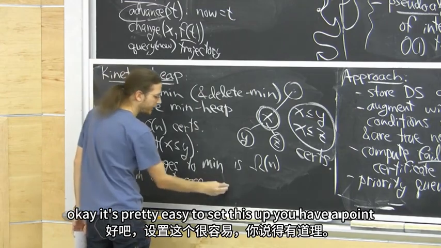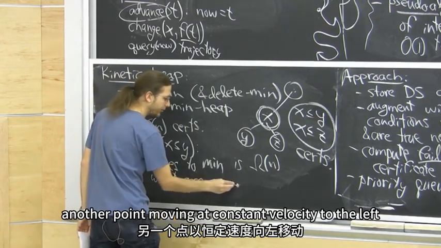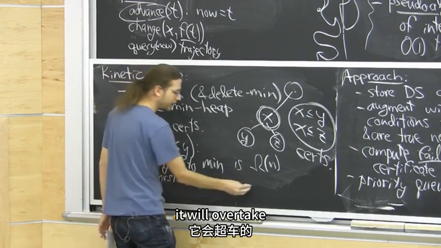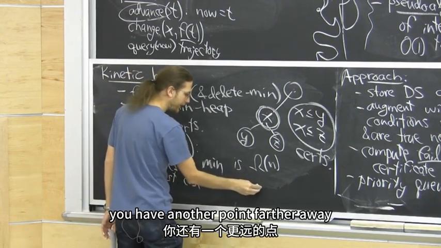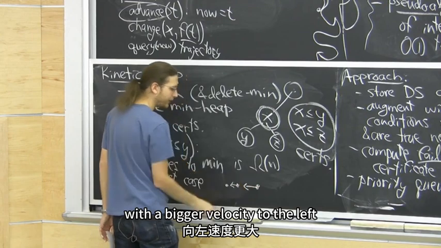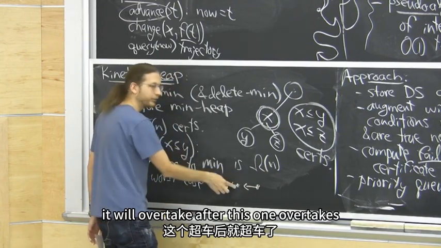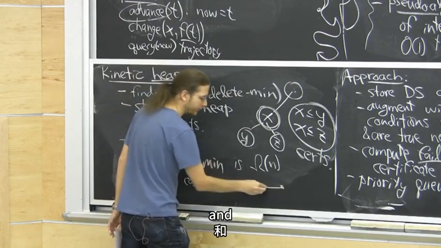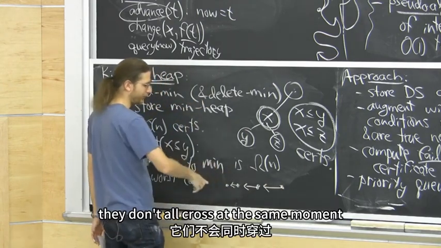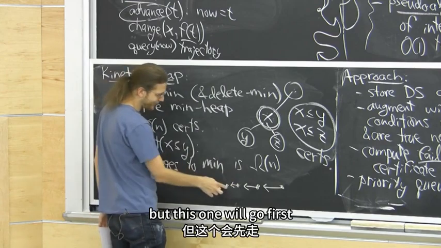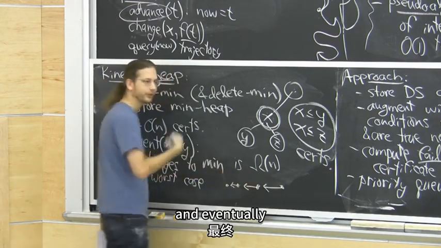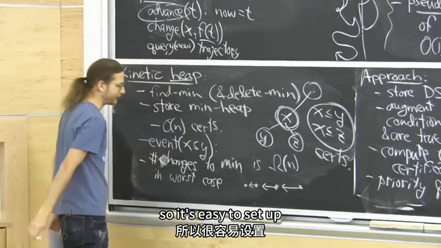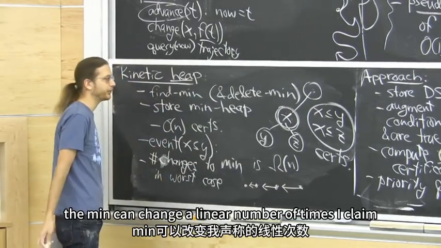It's pretty easy to set this up. You have a point, another point moving at constant velocity to the left, it will overtake. You have another point farther away with a bigger velocity to the left, it will overtake after this one overtakes. Got to make sure they don't all cross at the same moment. But this one will go first, and then this guy will cross over, and eventually. So that's easy to set up. Now, the min can change a linear number of times.